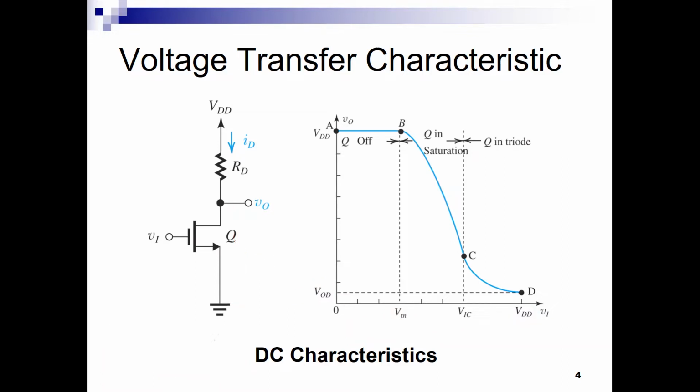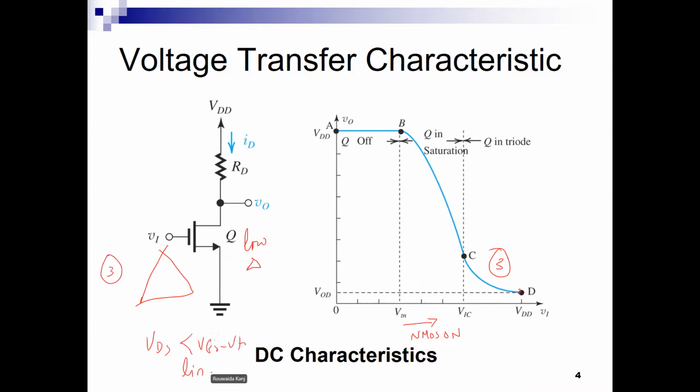So if we want to look at the characteristics of the NMOS, here it is on. Now when the output is very low, and the input is very high, in region 3, chances are VDS is smaller than VGS minus VT, and I am in the triode or linear region.